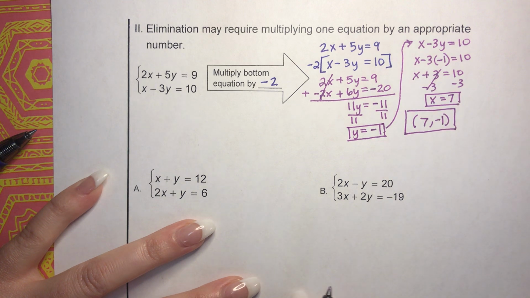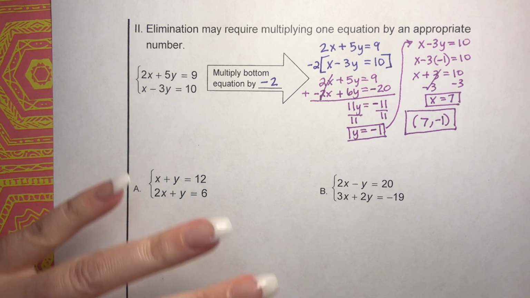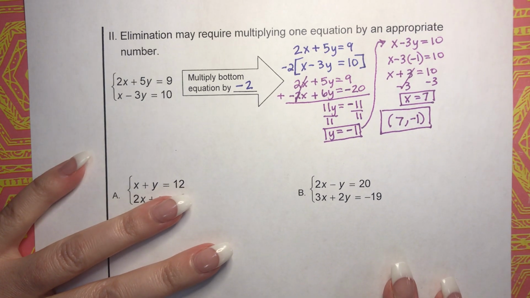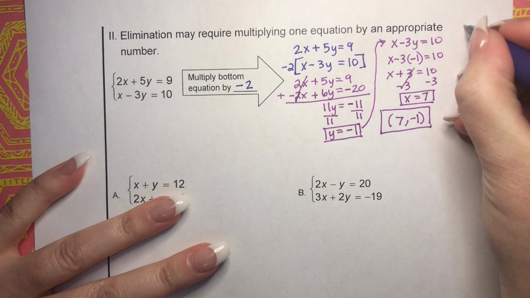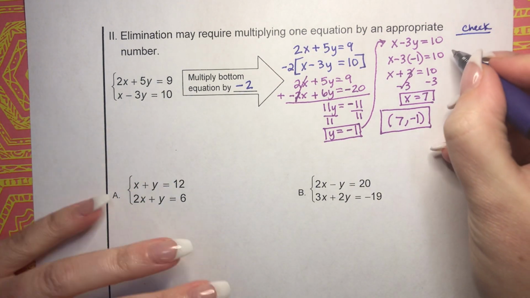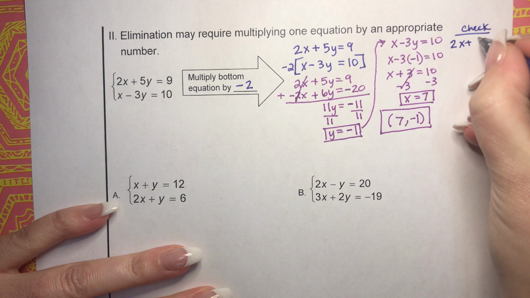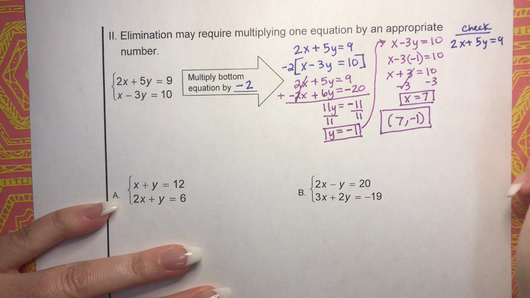Graphically, that's where the two lines intersect. And now all we have to do is check. I'm going to scoot my paper over, write the word check, and write that first original equation: 2x plus 5y equals 9.